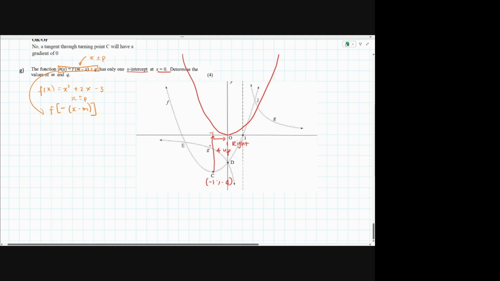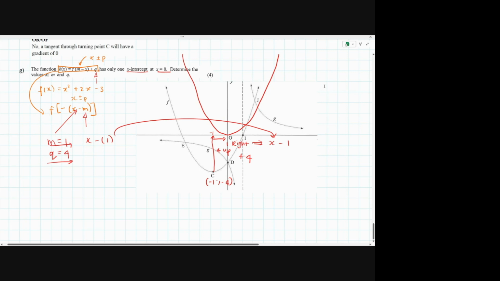All right. And so that means that I need to account for this in the q value and the m value. A shift to the right would be x minus 1, and obviously a shift up 4 units would be plus 4. So the value of m, because m is negative in the bracket, would be positive 1, because when you substitute in that value, you would have x minus 1, which gives you the expression that you want. And q, the shift up or down, would then be equal to 4 in order to get us to where we need to be. Like I said, I struggled with this question initially as well.